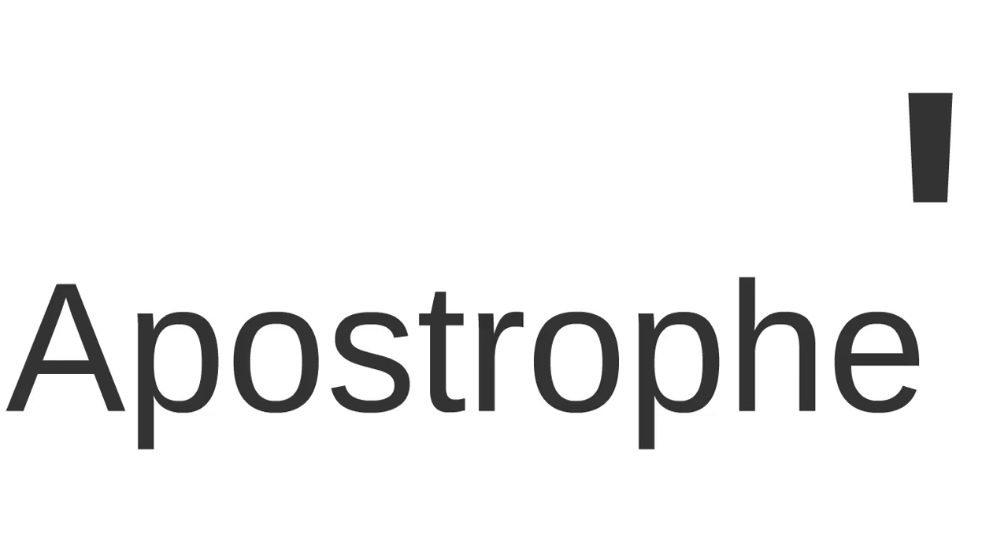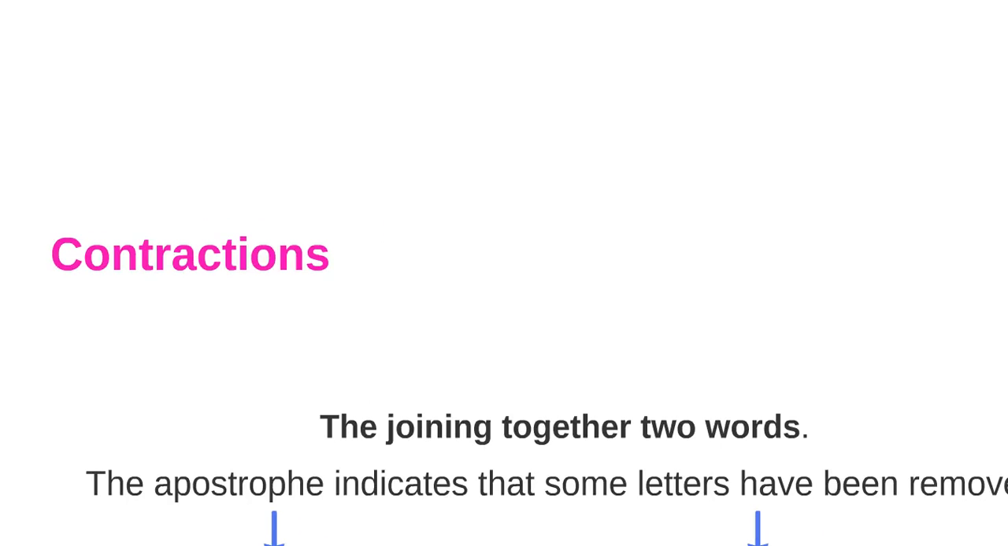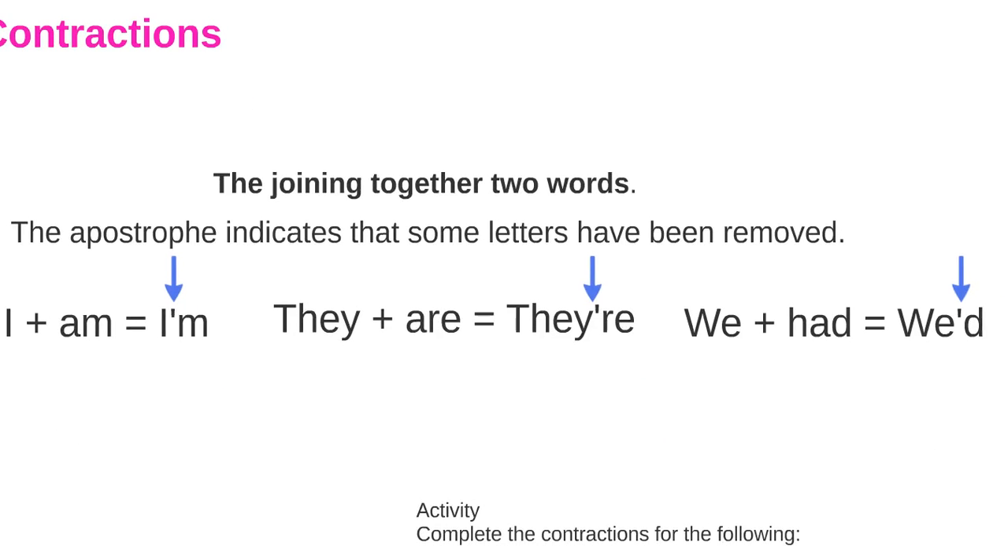In this video, we're going to look at the use of the apostrophe. There are two main uses for apostrophes. They can be used to show contractions, in the joining together of words, or they can be used to show possession or ownership. But first of all, let's begin by looking at contractions.